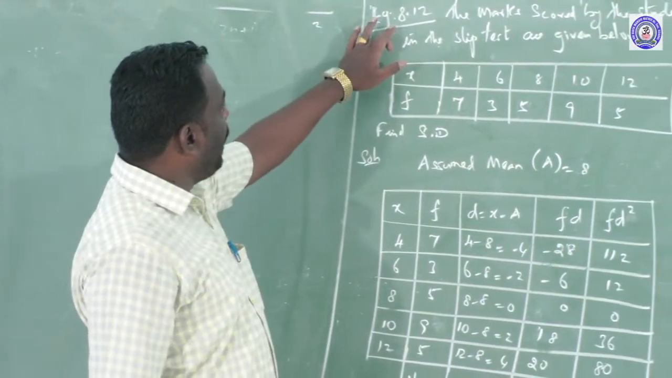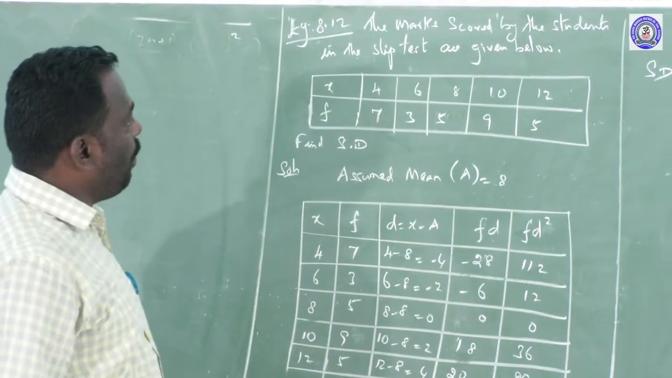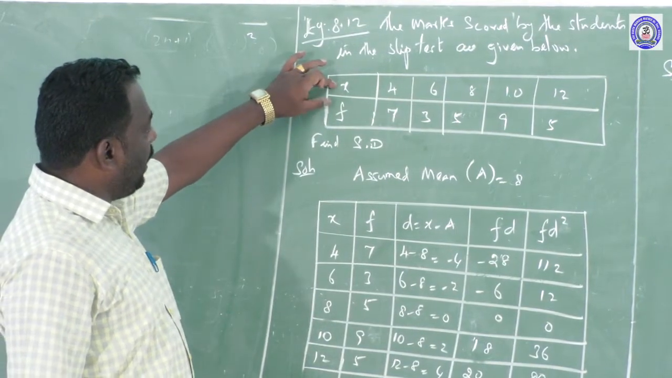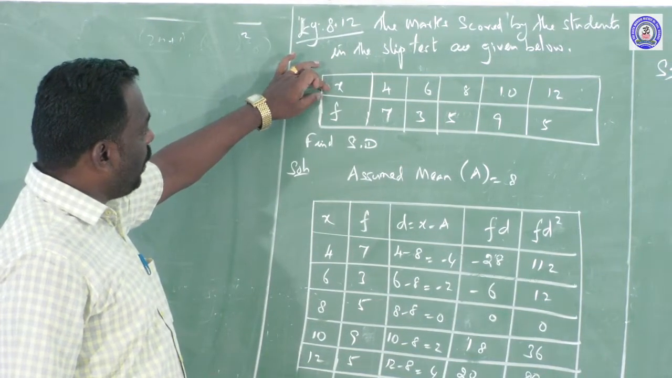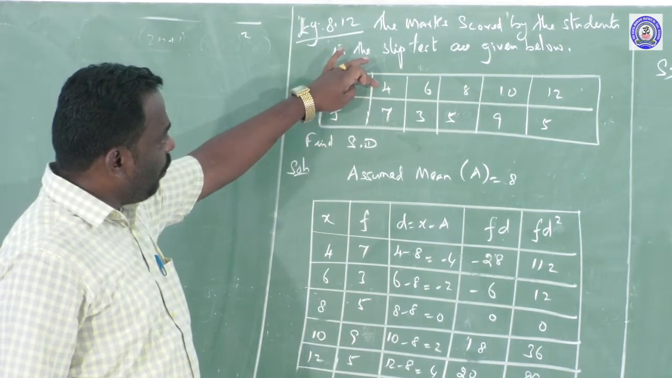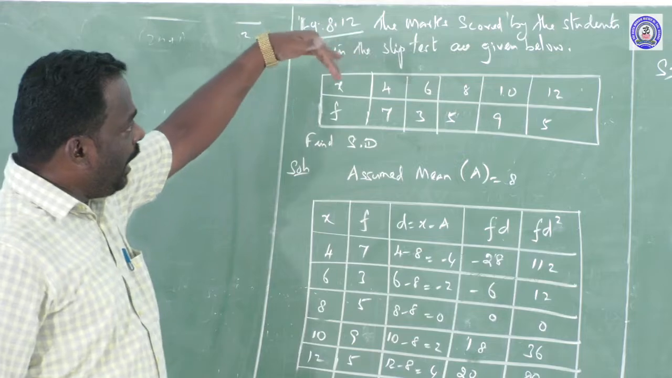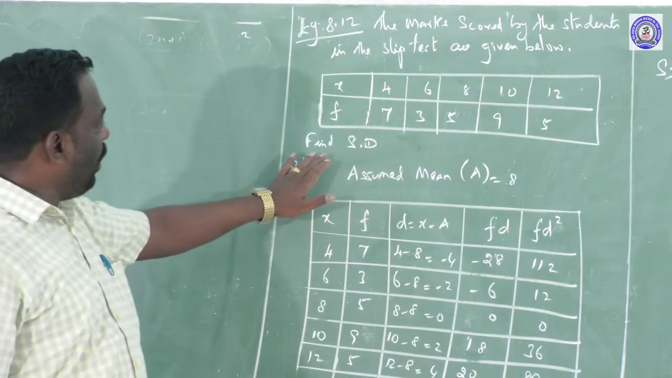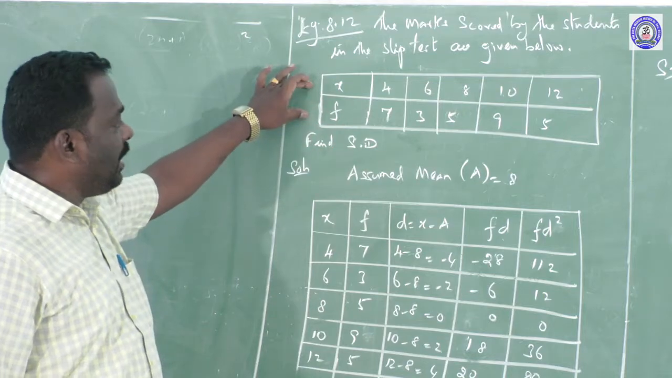Example number 8.12. The marks scored by the students in the slip test are given below, with X term and F term. X is the marks and F is the frequency. The marks are 4, 6, 8, 10 and 12 like that, and the frequency is the corresponding number of students. Find the standard deviation for the given data.